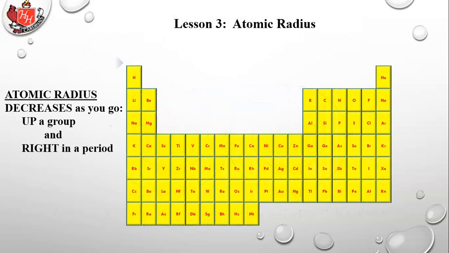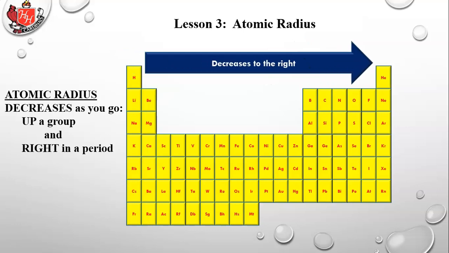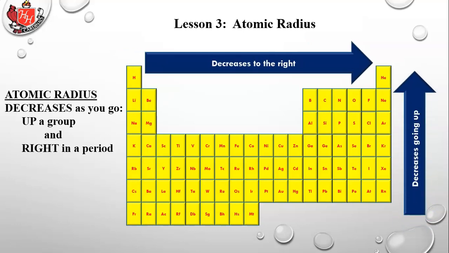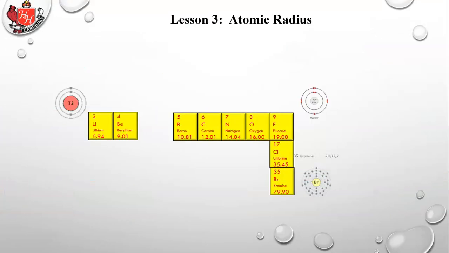So atomic radius decreases as you go up a group, and it decreases as you go right in a period. So the atomic radius is the smallest in the upper right-hand corner of the periodic table. That would be for helium, neon, fluorine, chlorine, some of those elements up there in the upper right. So let's examine why that is.